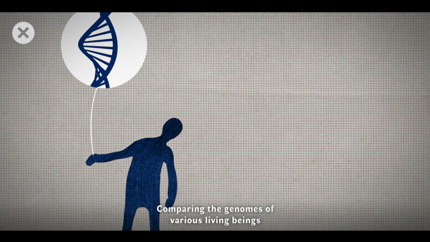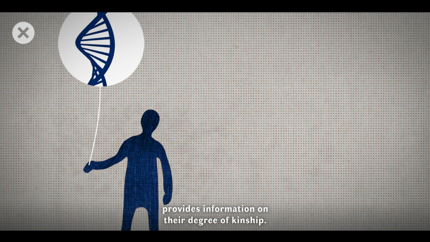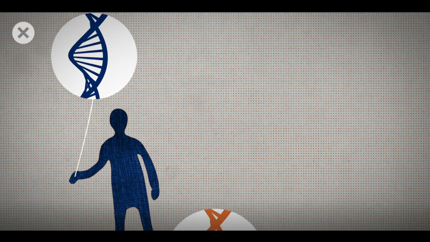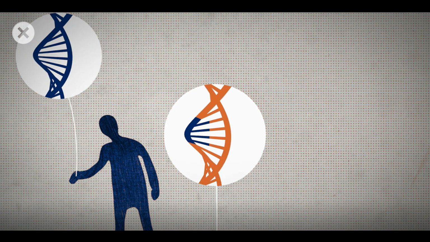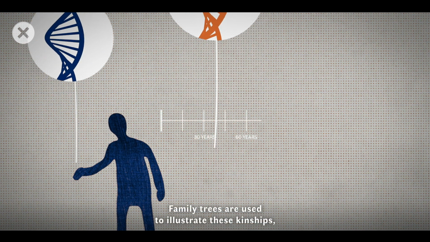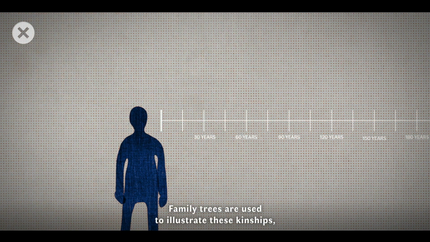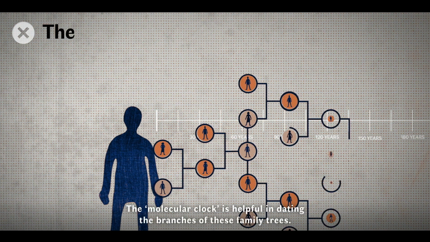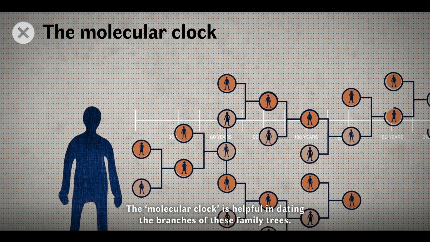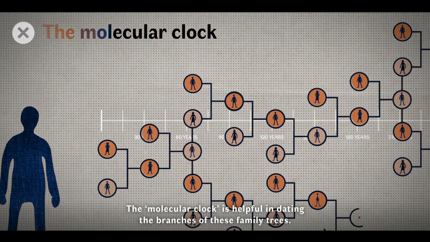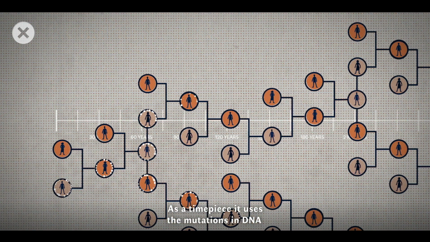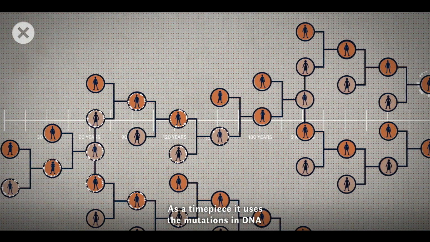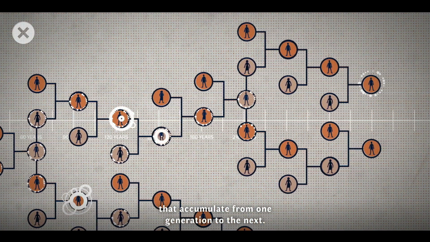Comparing the genomes of various living beings provides information on their degree of kinship. Family trees are used to illustrate these kinships, and they can also be drawn up for related species. The molecular clock is helpful in dating the branches of these family trees. As a timepiece, it uses the mutations in DNA that accumulate from one generation to the next.